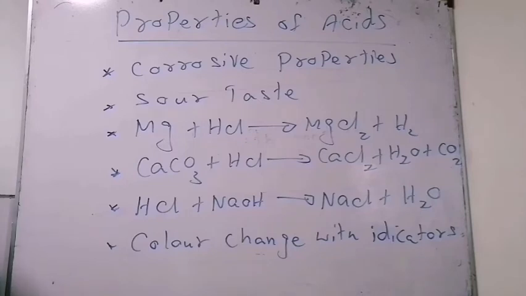For example, sulfuric acid is used as battery acid. In vehicle batteries, in the lead acid accumulators, we use sulfuric acid. And we also use hydrochloric acid for removal of rust in steel objects. There are many other uses. And vinegar is diluted acetic acid. That's all for more information.